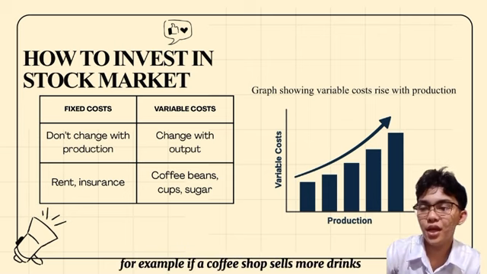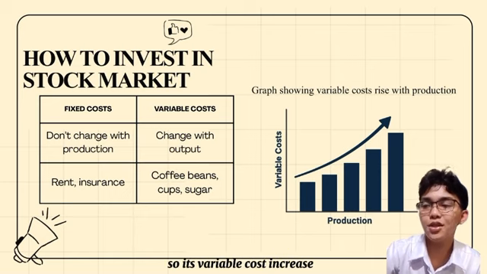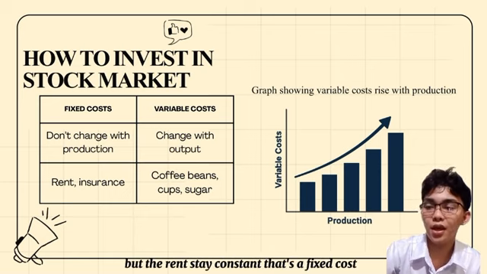For example, if a coffee shop sells more drinks, it needs more ingredients, so its variable costs increase. But the rent stays constant, that's a fixed cost.